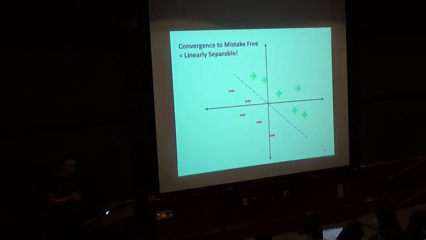So now we're going to talk about a concept called linearly separable. A training set, a binary training set let's say for simplicity, is linearly separable if there exists a hyperplane that separates the positive and negative examples, such as this one.